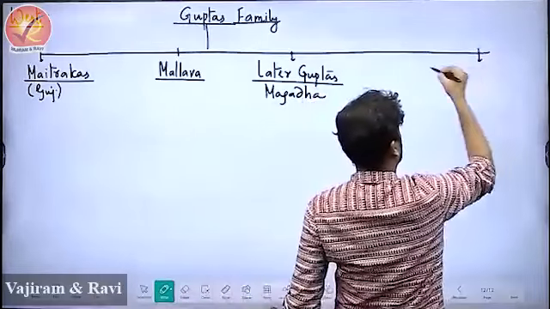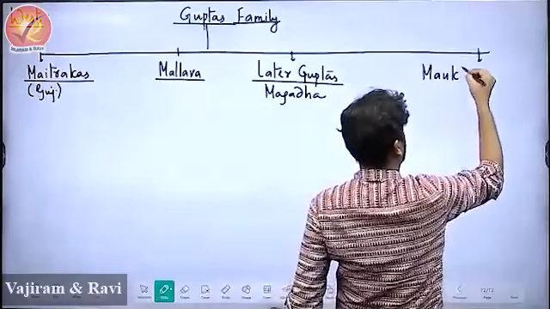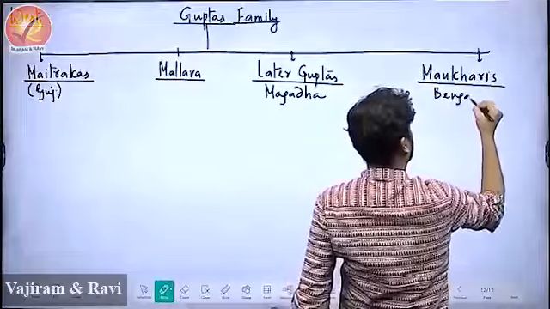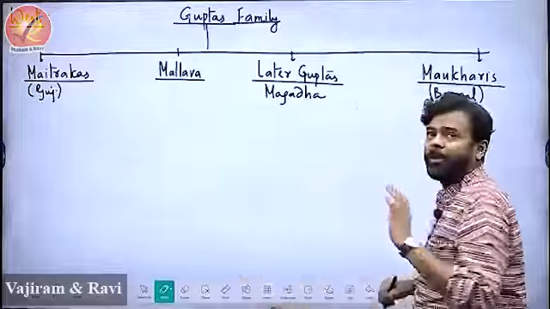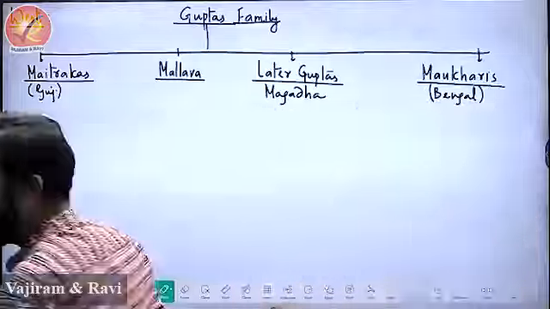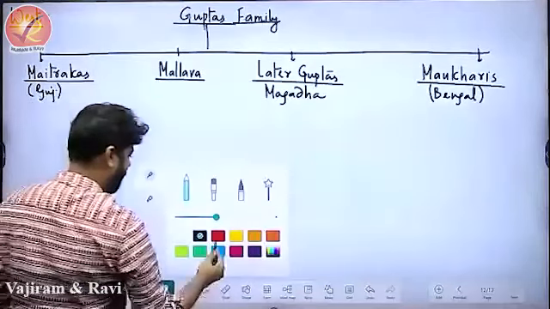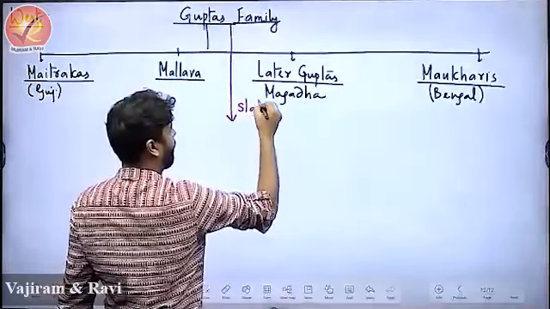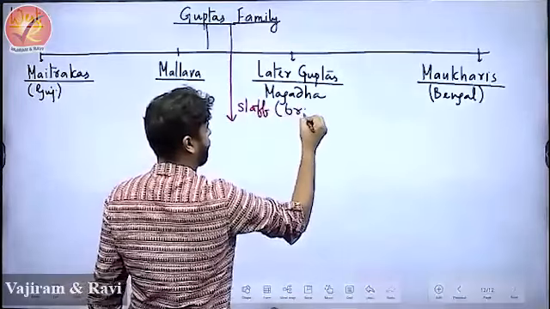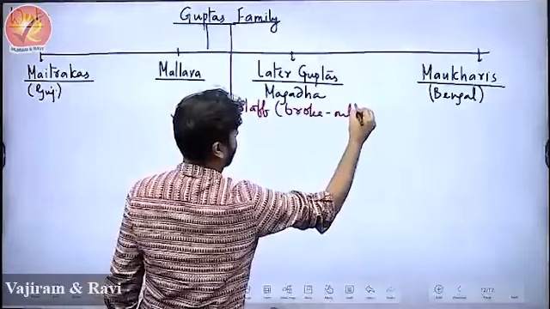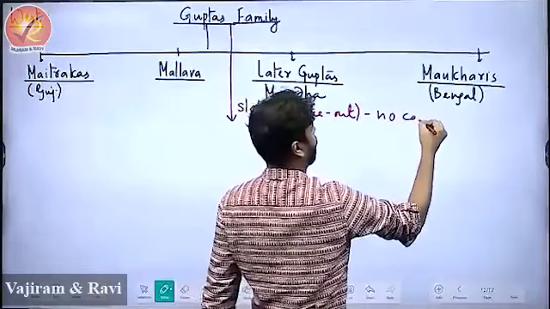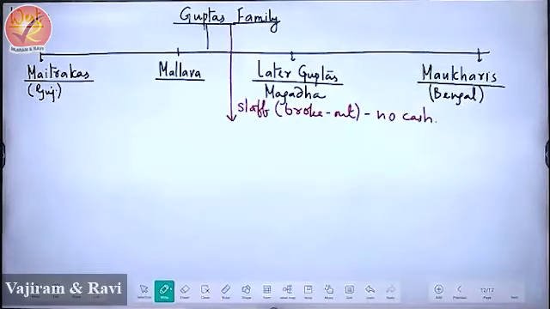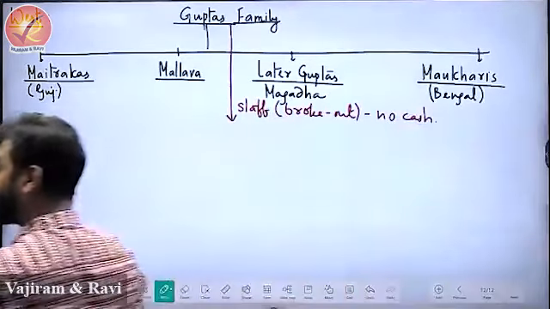And finally, you have the Maukharis of Bengal. So the Gupta family broke into 4 pieces. Understood? After all, they did not have cash. So if the family members are breaking, why would the staff not break? Even the staff wants to break out. But there is only one problem. Even they do not have cash. If the master does not have cash, how will the staff have cash? So they have to look for something else.